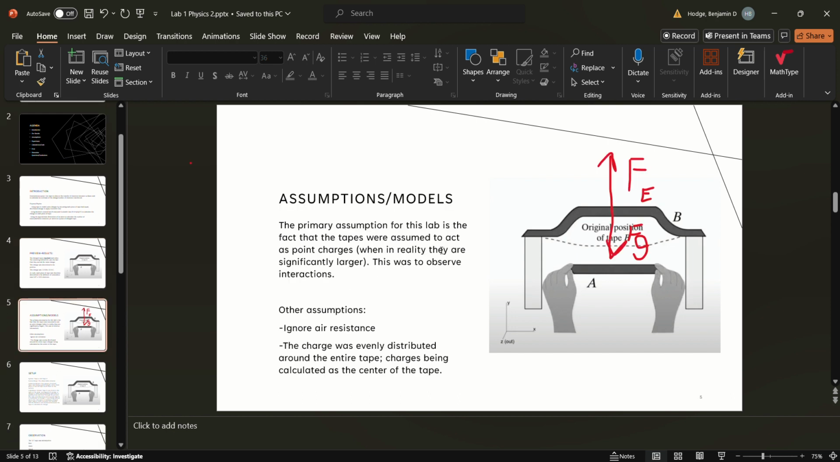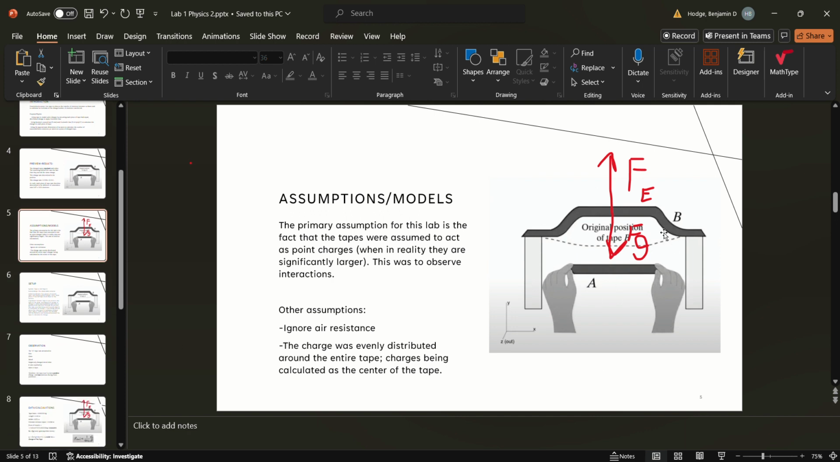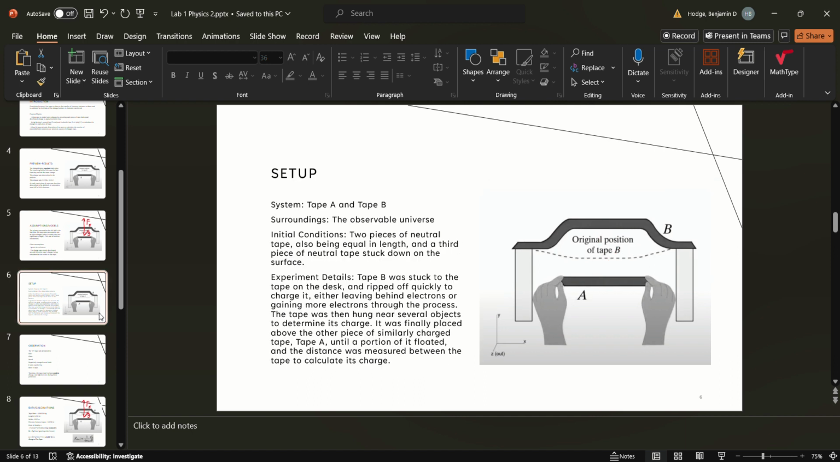So our assumptions for this lab are pretty big, but they're the fact that tapes are assumed to act as point charges, which is a big assumption, but we'll get into errors behind that later, when in reality, they're much larger. Some other more basic assumptions, like ignoring air resistance and the charge being evenly distributed around the entire tape, are pretty important as well. And the charge being calculated at the center of the tape, as can be seen in this diagram.